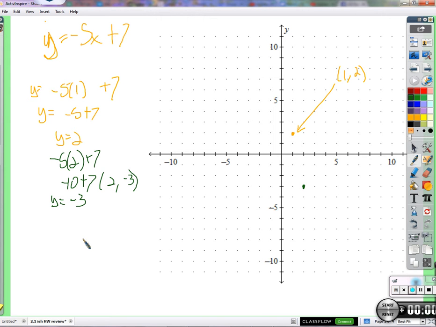Aiden? Negative 1. Let me grab another color. Negative 5 times negative 1 plus 7. That's a positive 5 plus 7. That's 12. And x is negative 1. There we go. So, negative 1, 12. Should we find some more points?